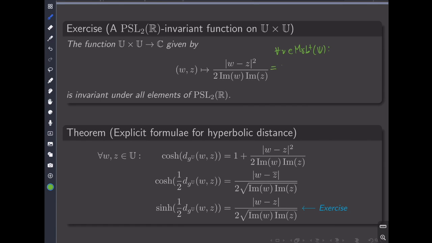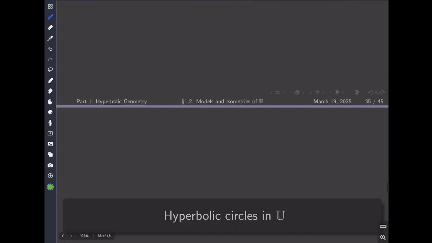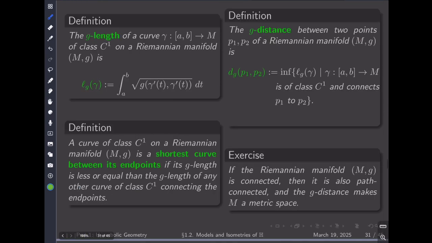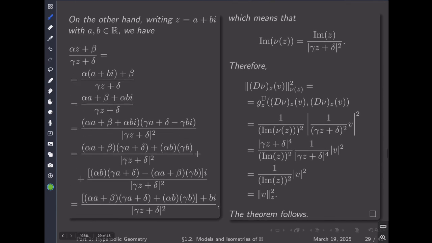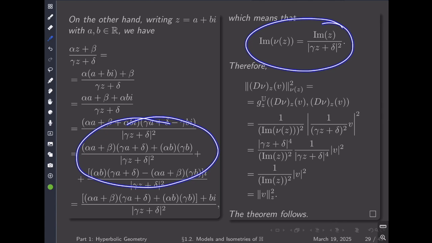This is equal to nu of W minus nu of Z squared divided by 2 times the image of nu of W, the image of nu of Z. Right? Of course, that's what I mean. And this can be done explicitly, in a way similar to these computations. You just go to excruciating detail, and you do it.